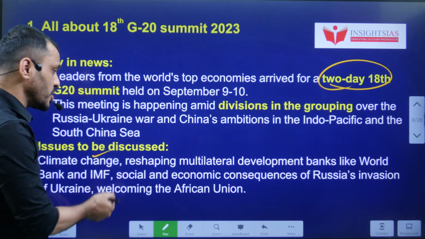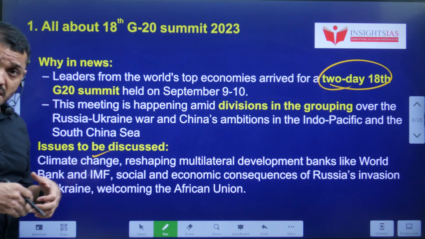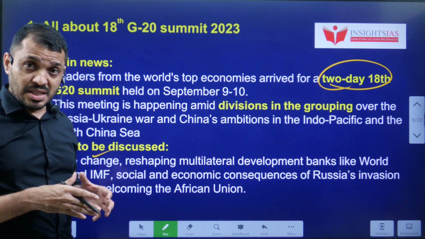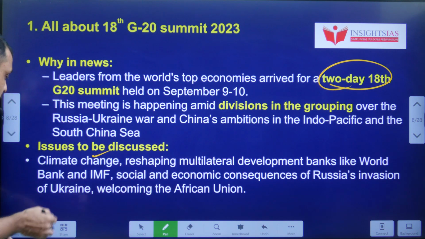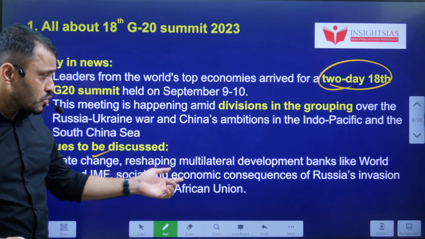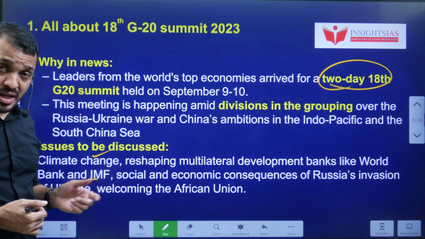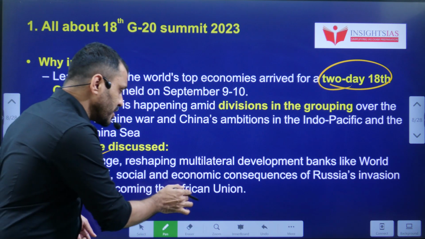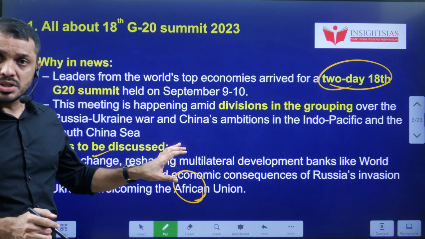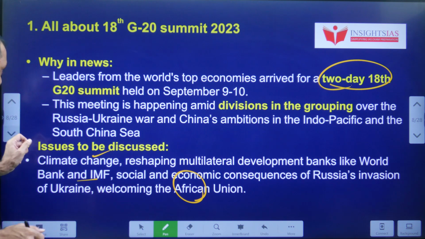Issues such as climate change, reforms we have to bring in the multilateral development banks such as the World Bank and IMF, socio-economic consequences due to the Russia-Ukraine war, and welcoming the African Union. These are the issues we touch upon in the G20 meeting.